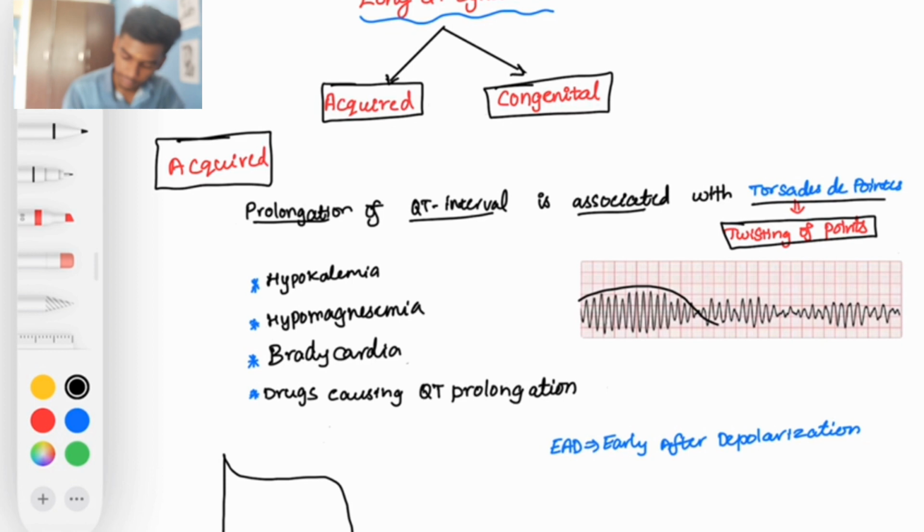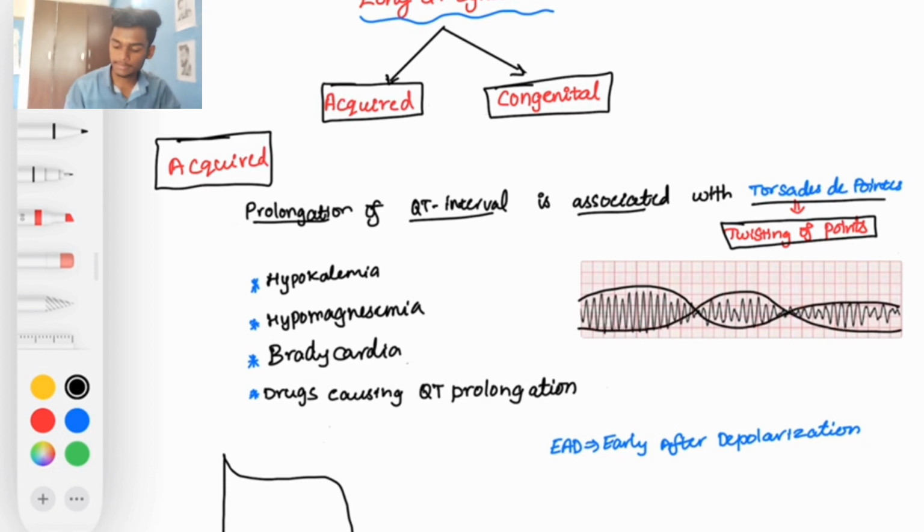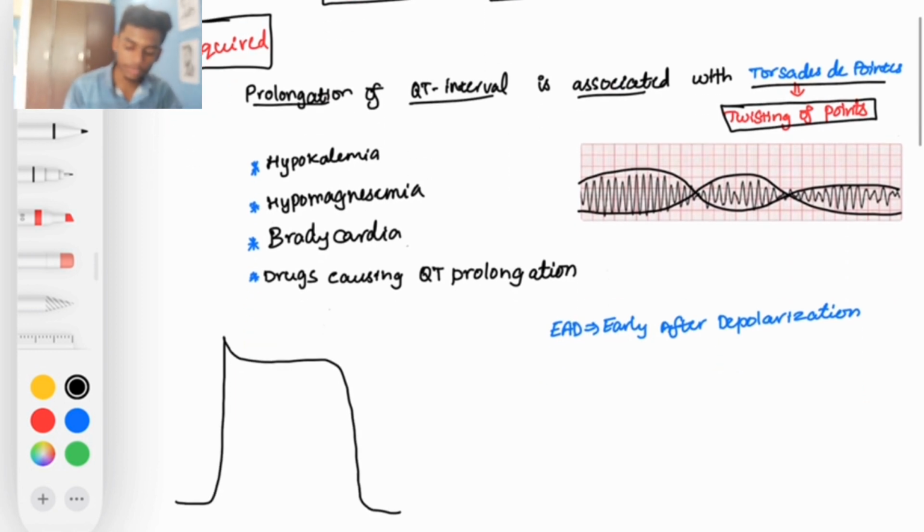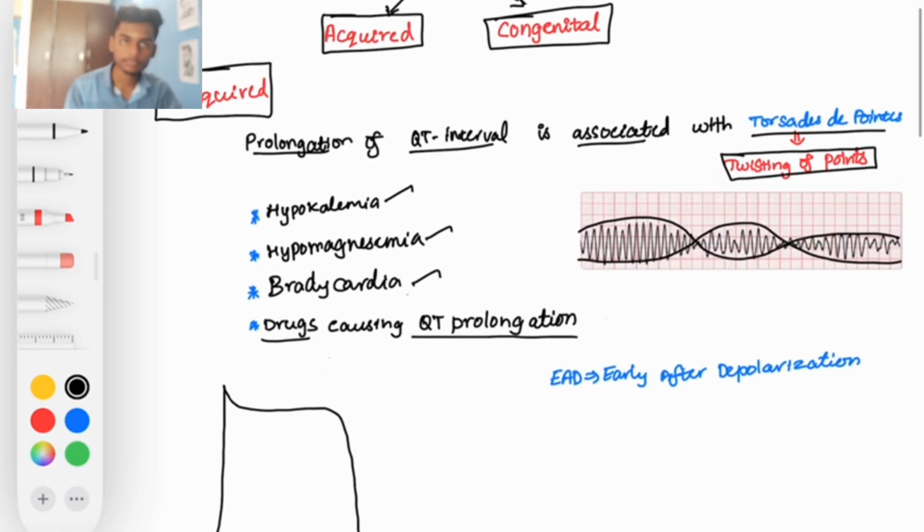See in this ECG, it's like twisting of points, so it is known as Torsades de pointes. Prolongation of QT interval may be due to hypokalemia, hypomagnesemia, bradycardia, and drugs that will prolong QT interval.